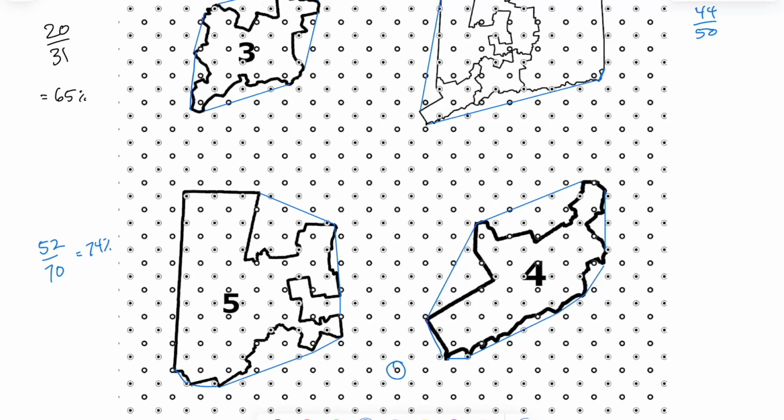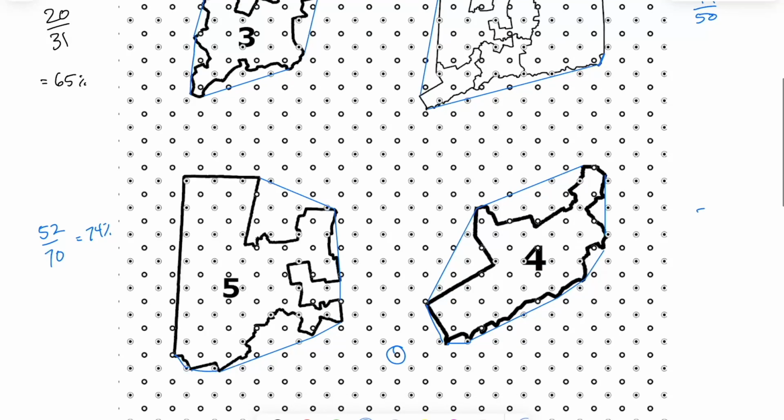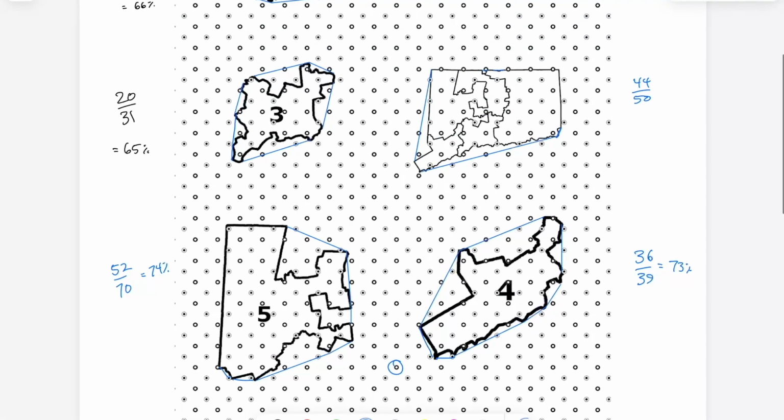Those are all the extra little lines that I had to put in for number 4. And when I counted these, I got 36 over 39, which is 73%. I suppose I didn't write all the percentages. This 44 over 50, I got 88%.